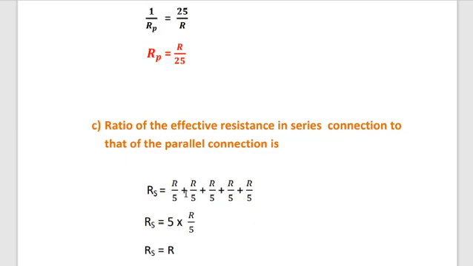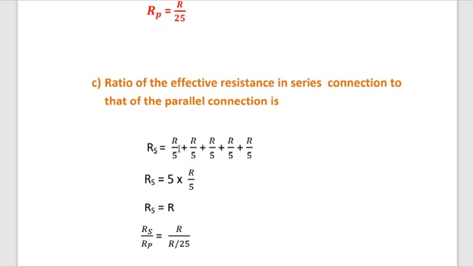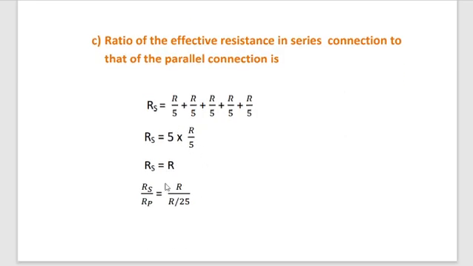We can divide into 5 equal parts. So total R is divided into 5. So R1 value R by 5, R2 R by 5. Okay. So we can substitute means 5 is the common denominator. So 5R. So 5 into R by 5. So 5 and 5 cancel. We get Rs equal to R.